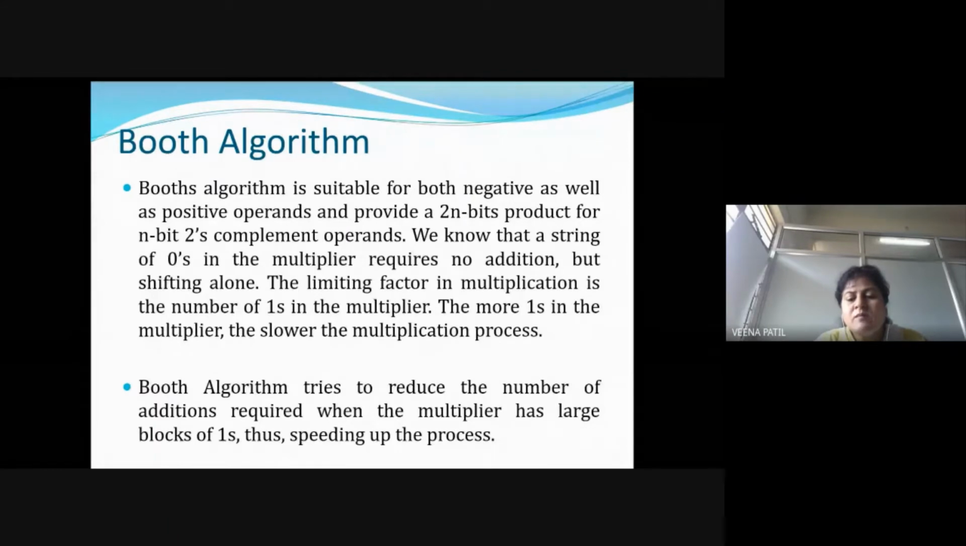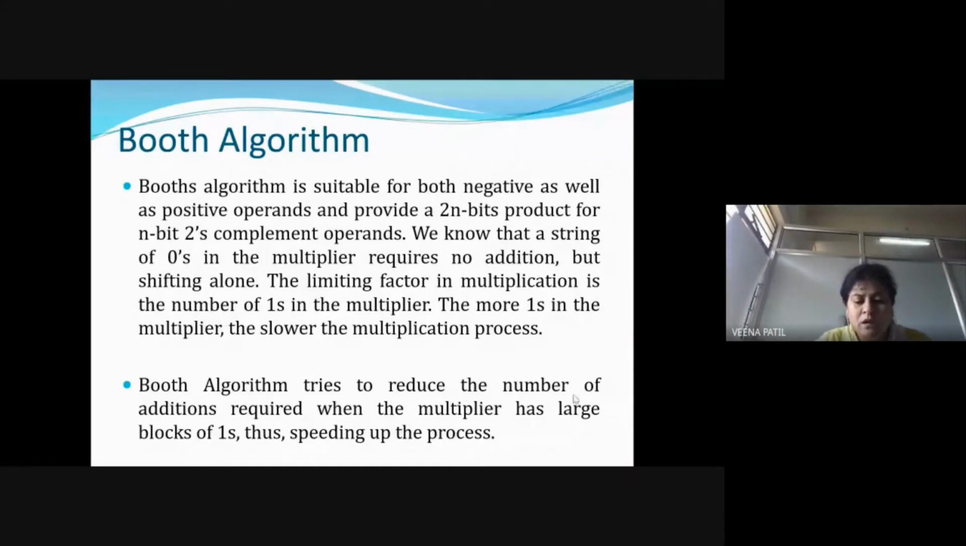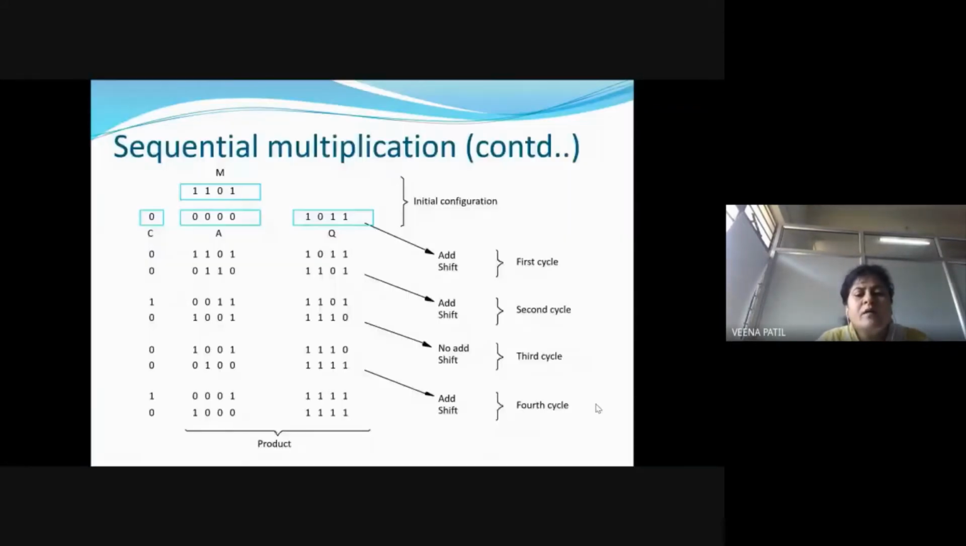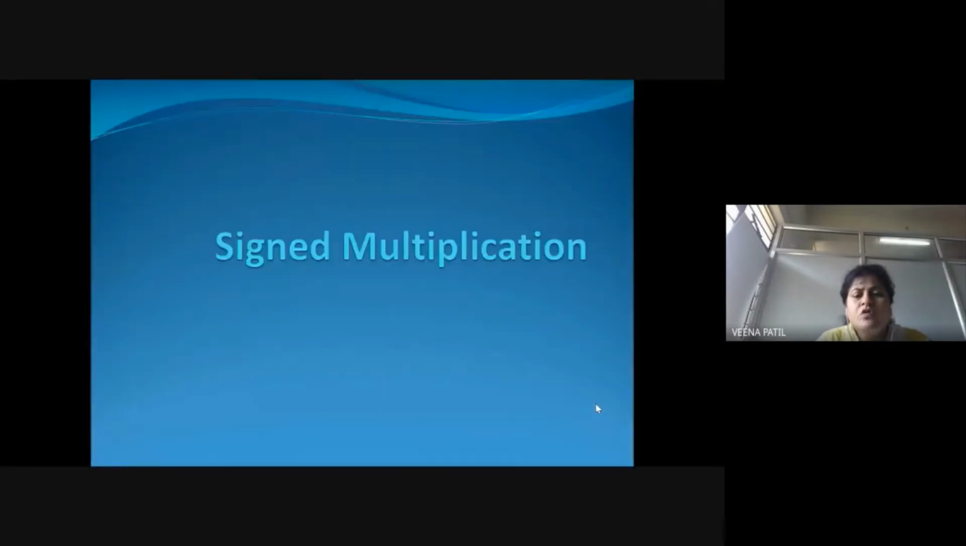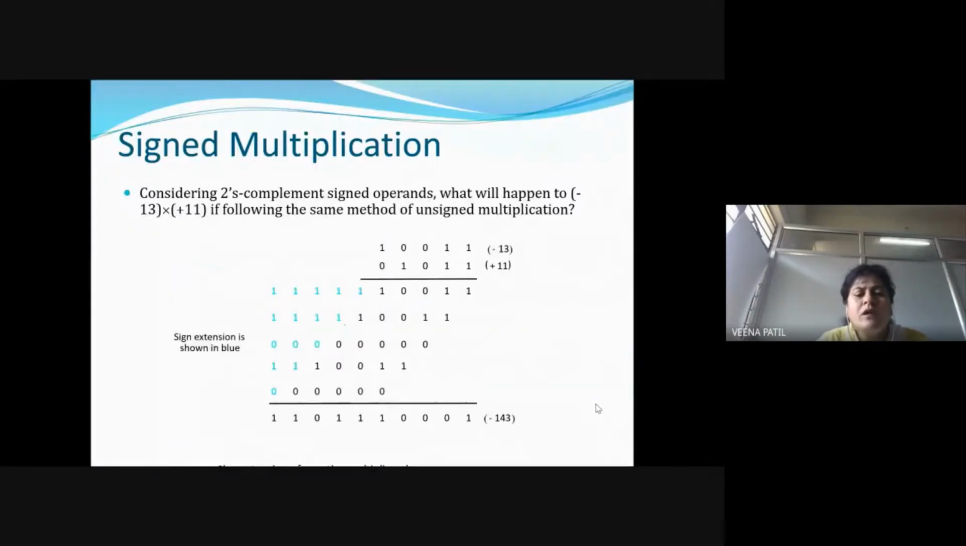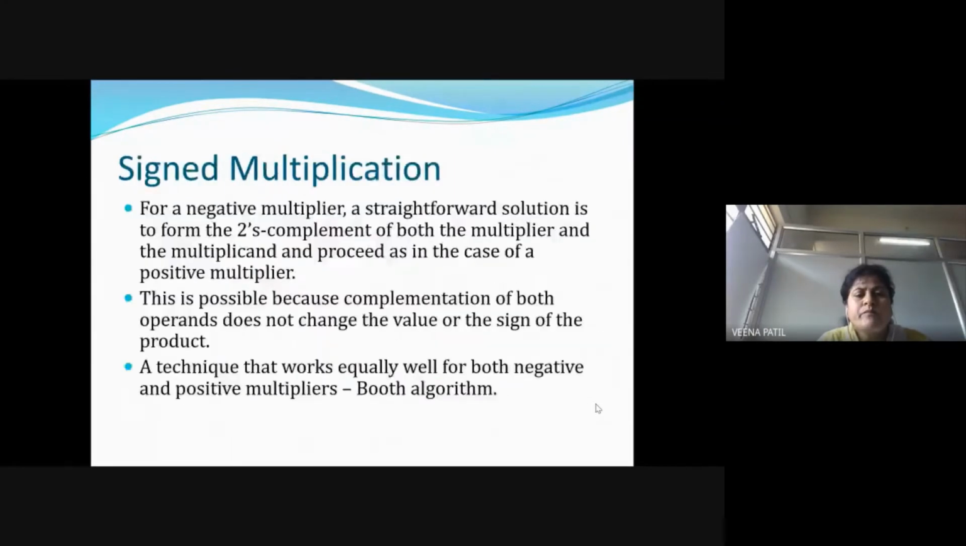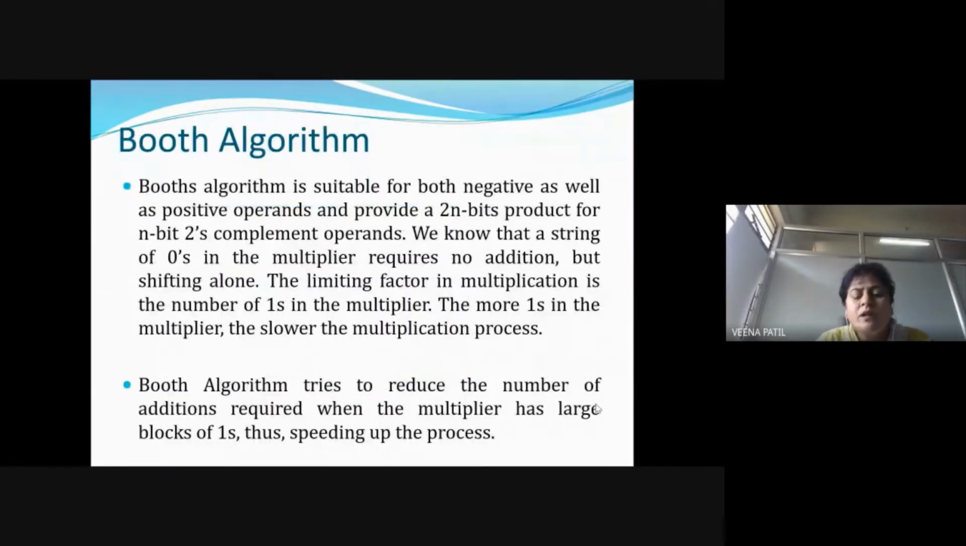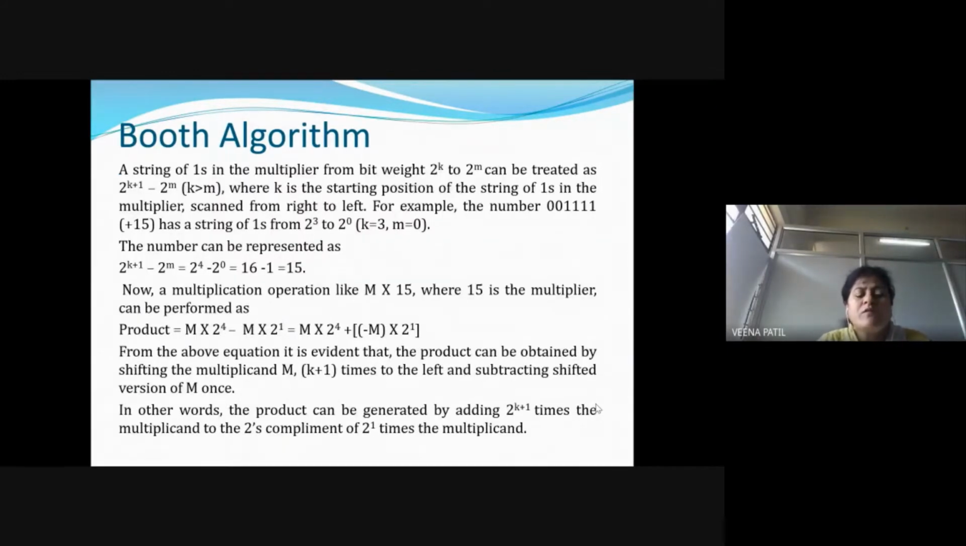In the previous examples, I have already told you how we perform multiplication. That was simply multiplying and shifting; we simply add and shift. The same concept we are using here, and what it says is, whenever the number of ones is more, more additions and shifting are needed. If the number of zeros is there, simply shift is needed. So we shall see the algorithm first.